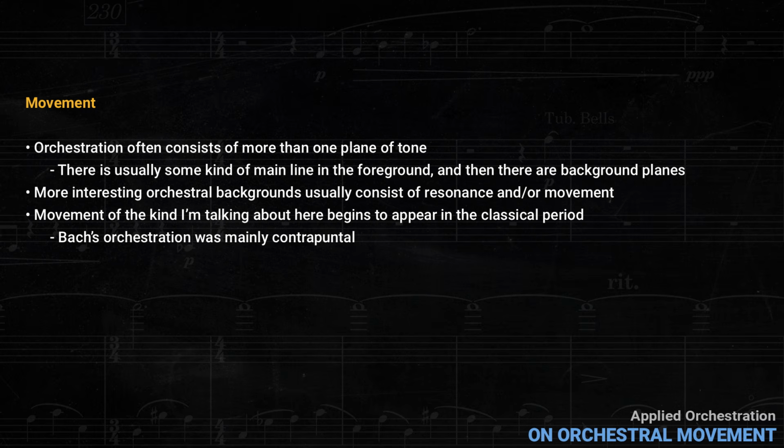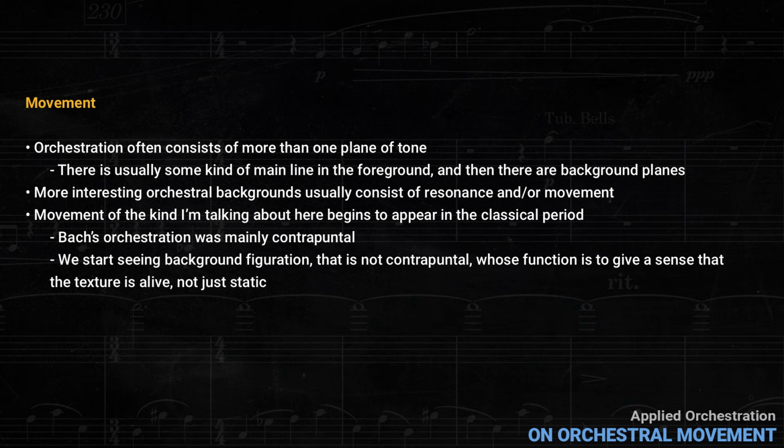But with the classical orchestra of Haydn and Mozart, the continuo disappears, and, as we saw in the previous lesson, the orchestra starts to need some secondary parts to create resonance. In the same way, we start seeing background figuration that is not contrapuntal, but whose function is to give a sense that the texture is alive, not just static. This is what I mean by orchestral movement.